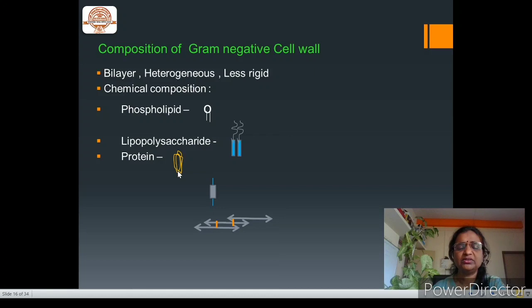Now the second component of the gram negative cell is protein. Here proteins are also present in the cell wall. These proteins are called porin proteins. They form the channel in the gram negative cell wall, or pores in the gram negative cell wall.